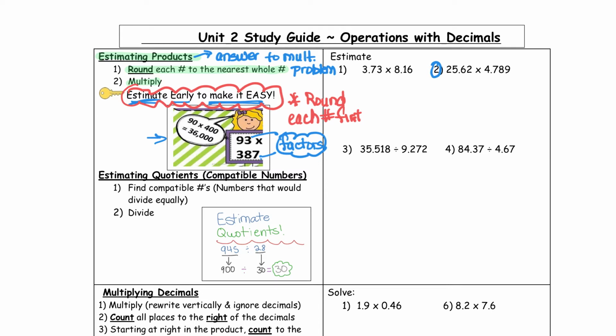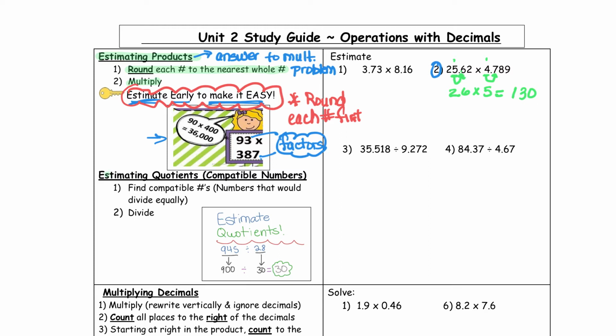Let's take a look at the problem here. 25 and 62 hundredths times 4 and 789 thousandths. So the first thing we want to do is round to the nearest whole number, which is the ones place. So we go here, 5 or more, add 1 more. This number 6 is higher than 5, so this number now becomes 26 times, and then 4 is the number that we're rounding to the nearest one. We go next door. 7 is higher than 5, so we add 1 here, so 26 times 5. And if you do the multiplication, it comes out to 130. Definitely check this with your calculator.